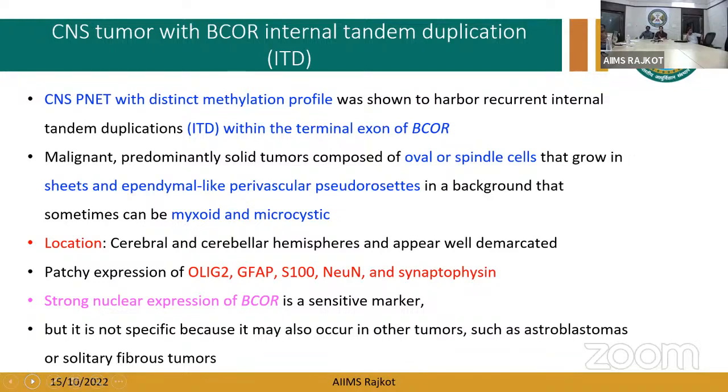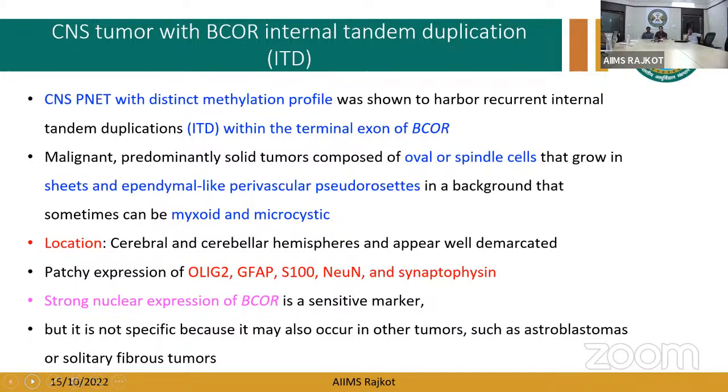This also is based on the distinct methylation profile. It will show internal tandem duplication in the terminal exon of BCOR. There will be presence of oval or spindle malignant tumor cells arranged in sheets, ependymal-like perivascular pseudorosettes will be present, and the background can sometimes be myxoid or microcystic, usually seen in the cerebral or cerebellar hemispheres.